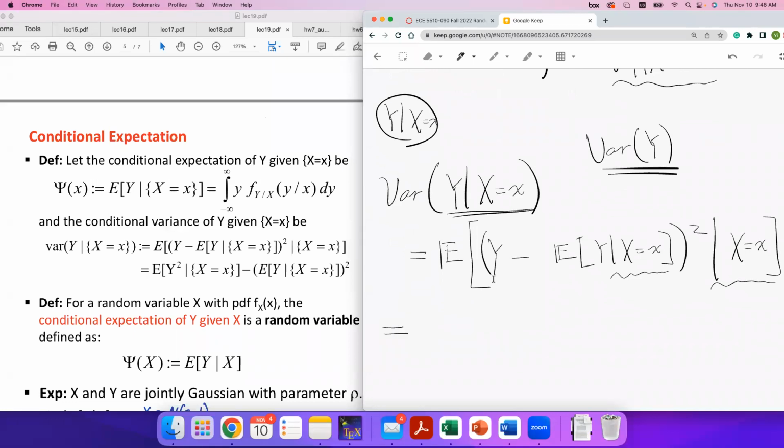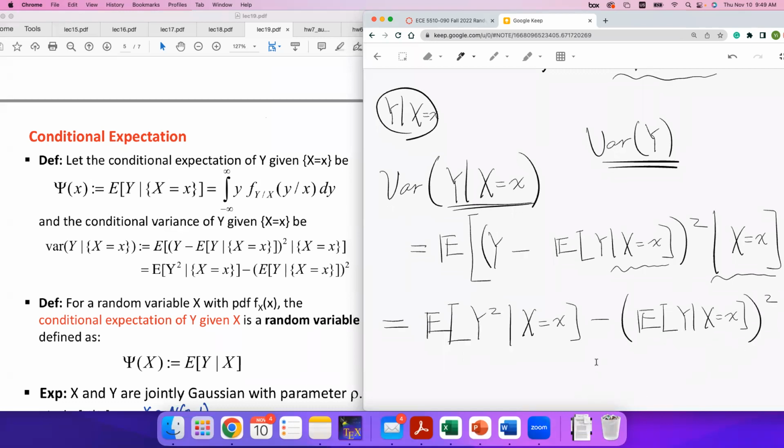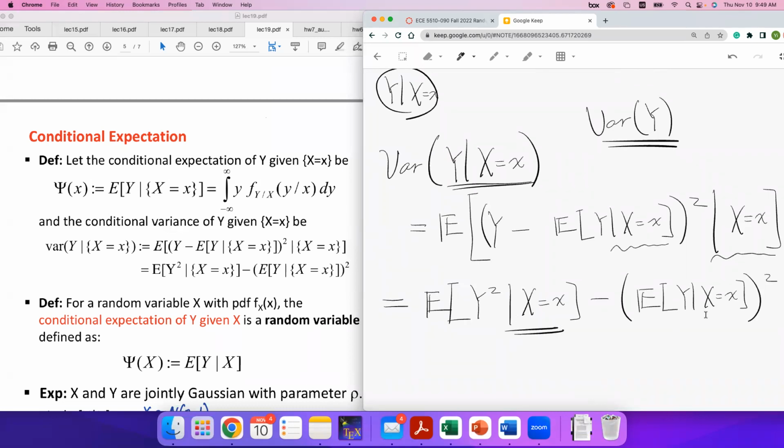And if you expand these terms one by one, you can check that this term can be decomposed into the conditional second moment of y, the conditional expectation of y squared, minus the square of the conditional expectation. So everything is conditional.